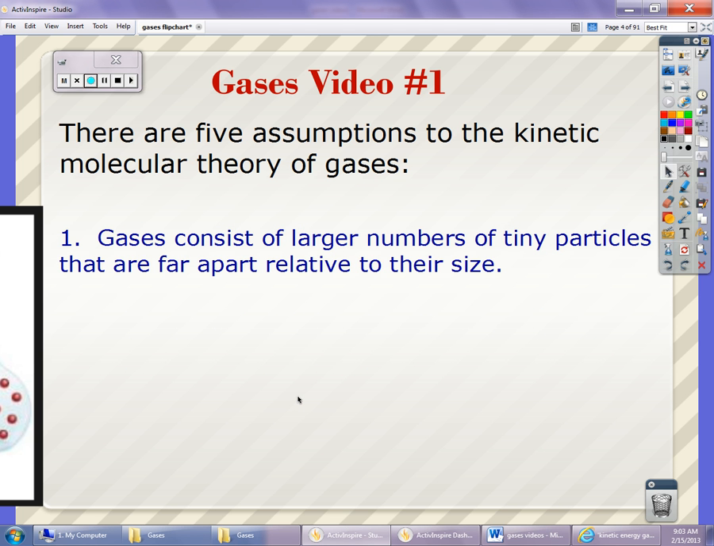For the 5 assumptions of the kinetic molecular theory of gases, or sometimes called KMT, the first one is that the gas particles are in large numbers of tiny particles, and that they're going to be pretty far apart from each other in terms of their size.